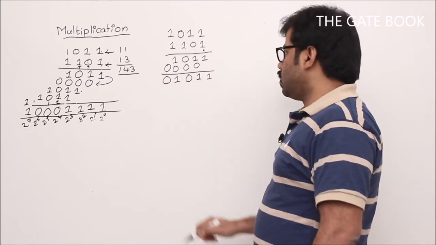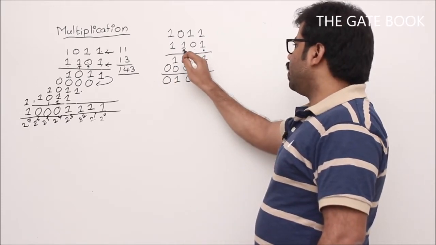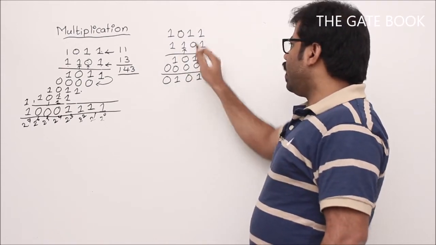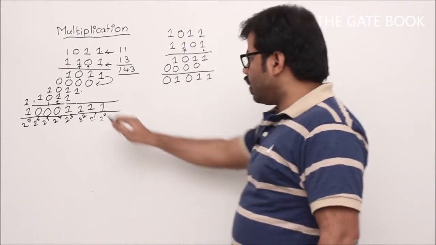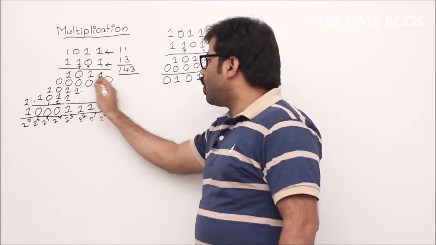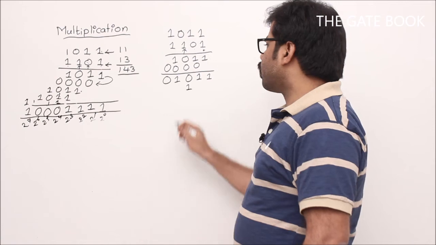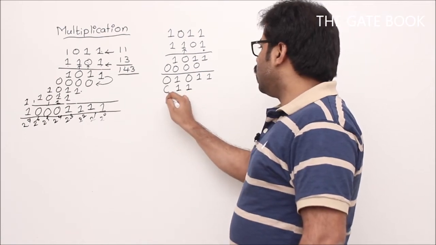Then continue the process. Now the third bit. It is 1 again, so we have to write 1, 0, 1, 1. But we know one thing, right? We have to start from where? From the third bit, right? 1, 2, 3. So here it is 1, 1, 0, 1.